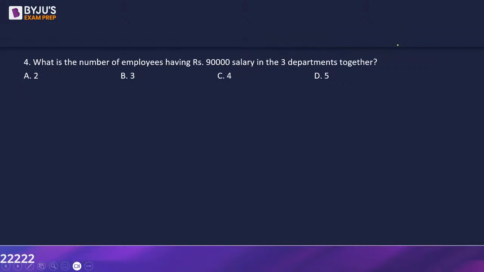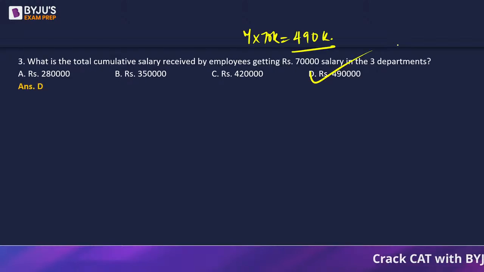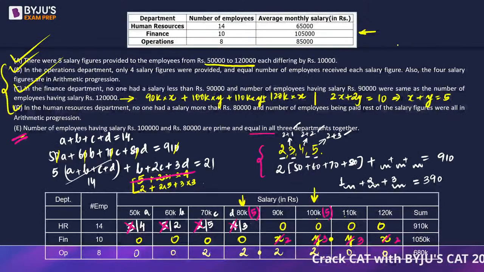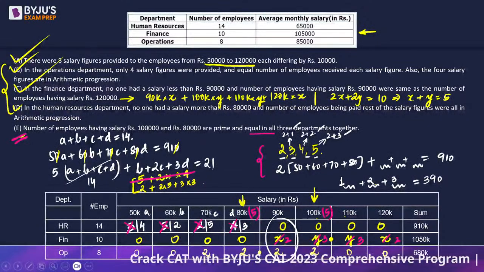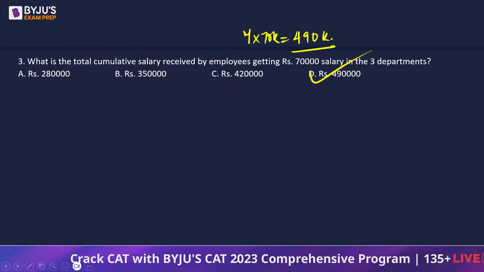Right? Next, what is the number of employees having rupees 90,000 salary in the 3 departments together? 90,000 salary across all the 3 departments. Total number of employees, there are 4 of them. So 4 is going to be the answer.